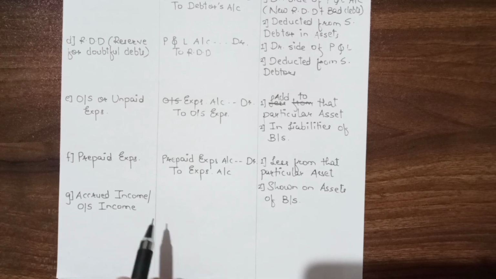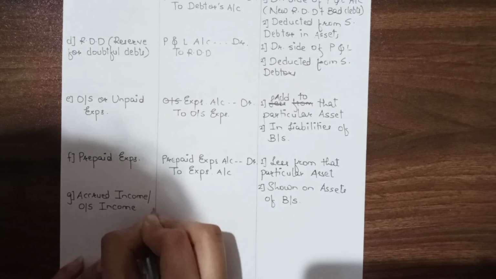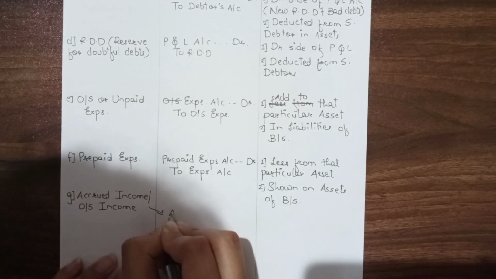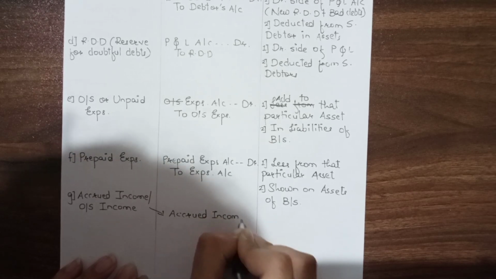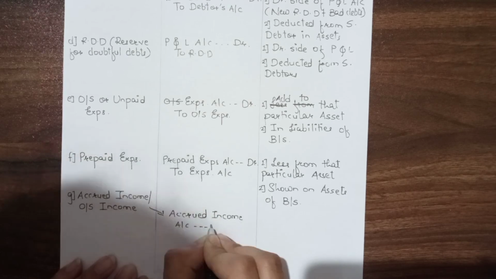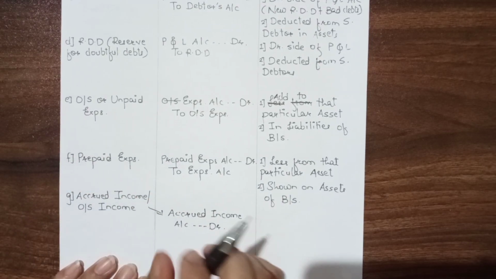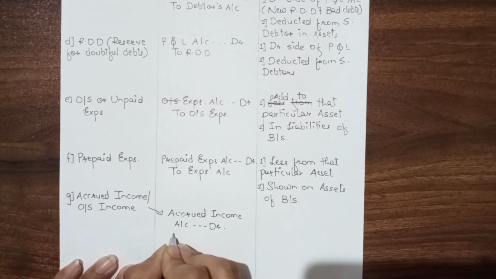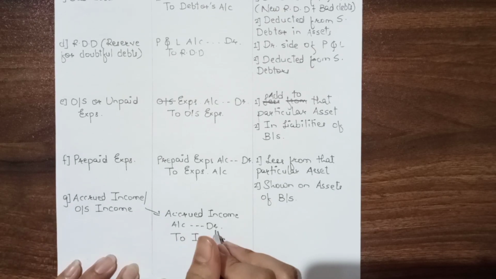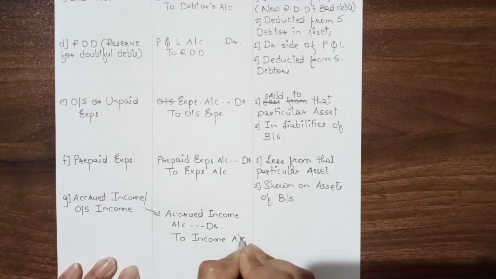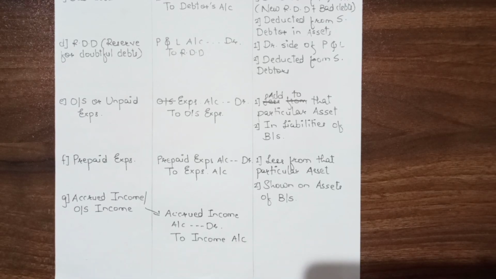Now next one, accrued income or outstanding income. Now the journal entry, I'll write here, I'll give an arrow over here, the space is less. Accrued income account debit to income account, on whichever income it is being accrued. There are two effects. The first effect will be add to that particular income in the credit side of profit and loss account.